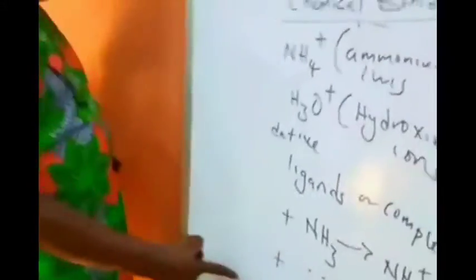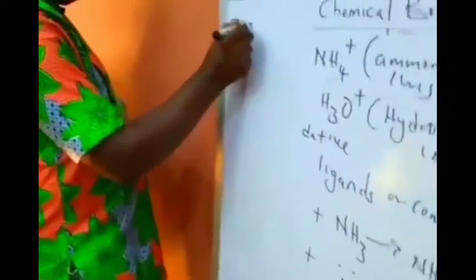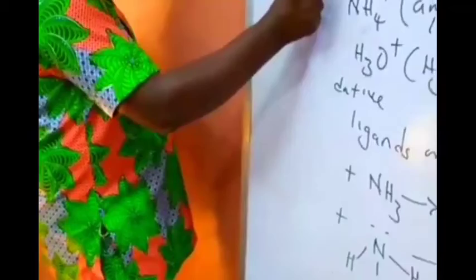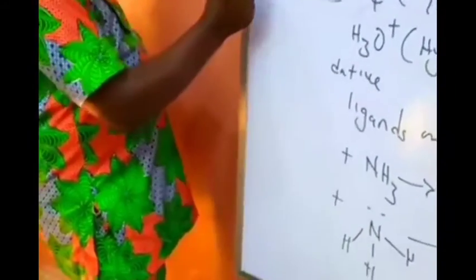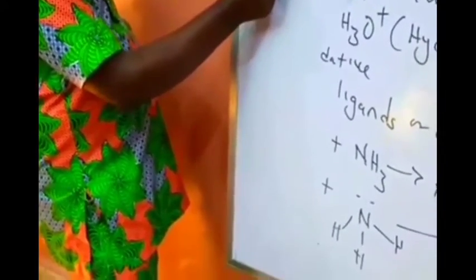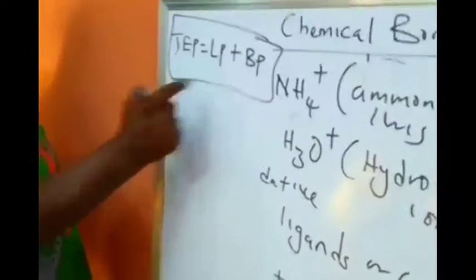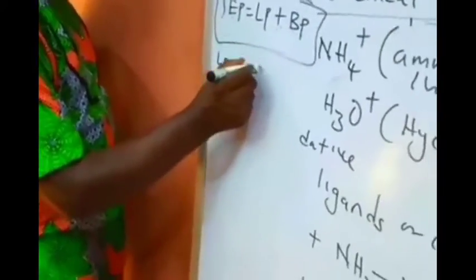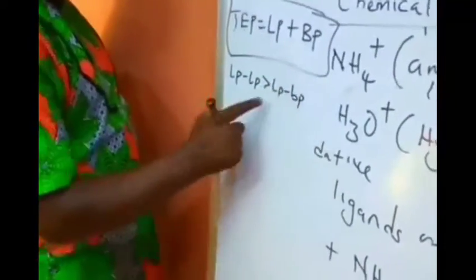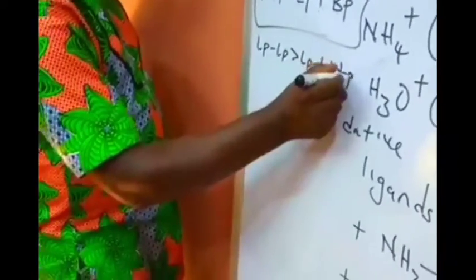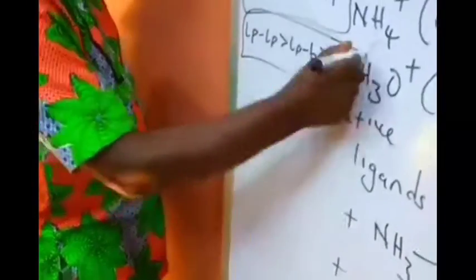And how do you determine lone pairs in the bonding? Please quickly let me tell our campus people who are listening that total electron pair is equal to lone pair plus bond pair. Total electron pair is equal to lone pair plus bond pair. It should be noted that lone pair-lone pair repulsion is greater than lone pair-bond pair repulsion, and lone pair-bond pair repulsion is greater than bond pair-bond pair repulsion. Please, our students on the campus must note this carefully.